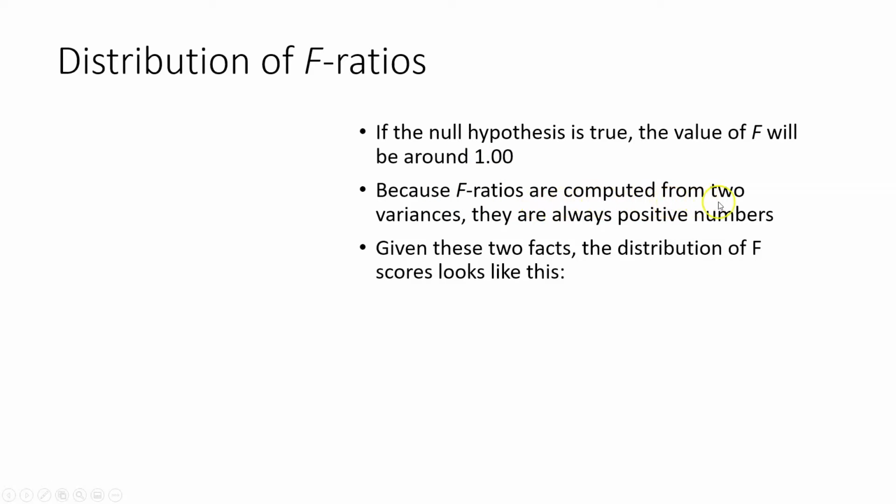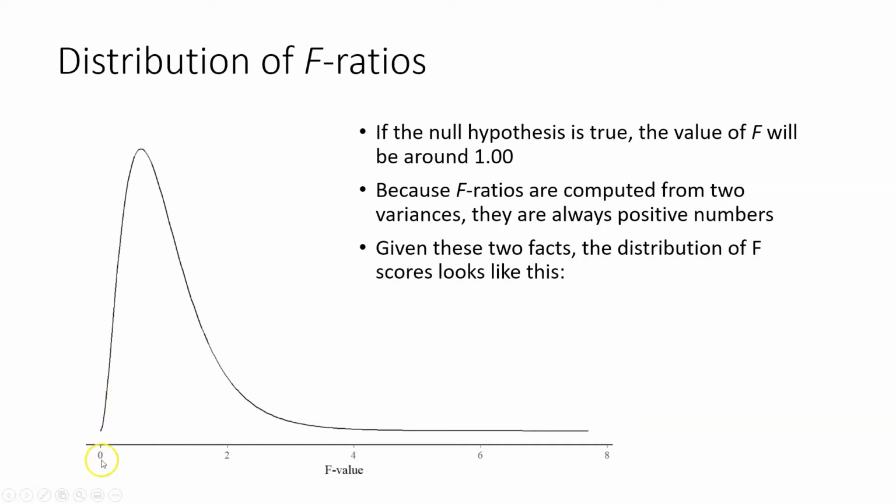Because F ratios are computed from two variances, they're always going to be positive numbers. Remember, variances are variability differences in their squared form, and squared numbers are never negative. So it's one positive number divided by one positive number, so it's always going to be a positive number. We're comparing values in their squared form. So given these two facts, the F distribution of scores has to look like this. It never goes below 0, and if the null hypothesis were true, it should be centered around 1. Most of the scores, if the null hypothesis were true, just by chance would be about 1.